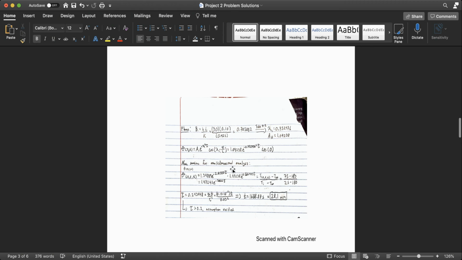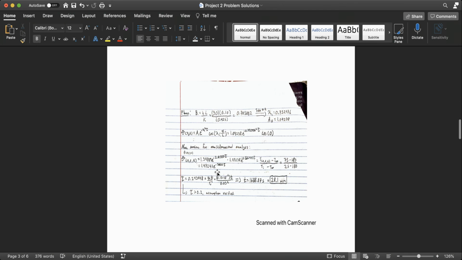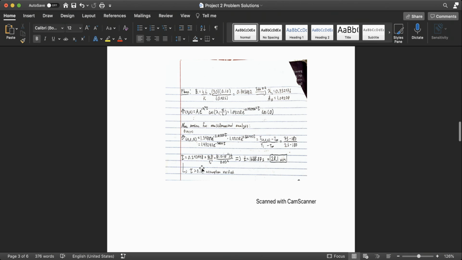We can take their product to get the total solution. And since we know the desired temperature at 0, 0, the center of the chicken breast, we can go ahead and rearrange this equation for tau. And once we find the value of tau, we'll see that our assumption is verified. It's greater than 0.2.